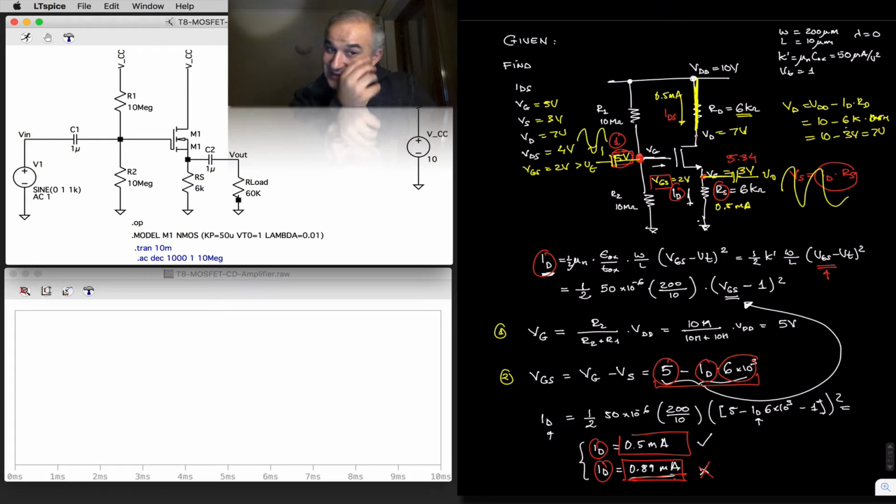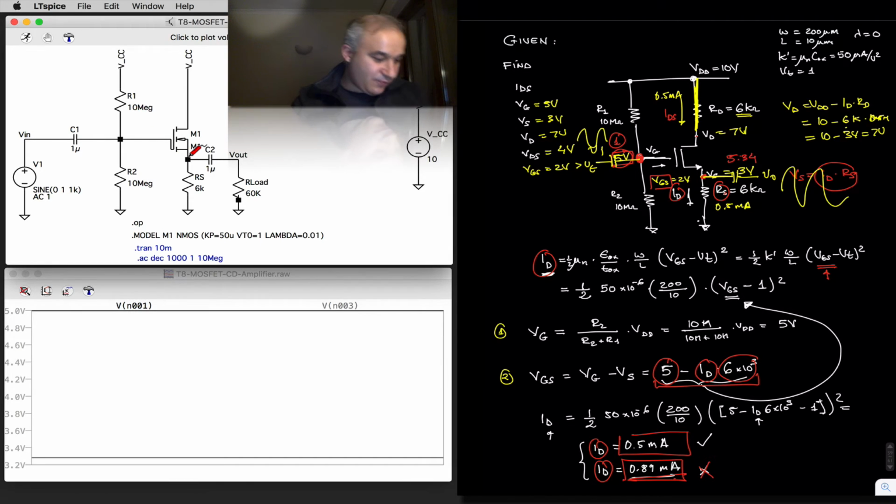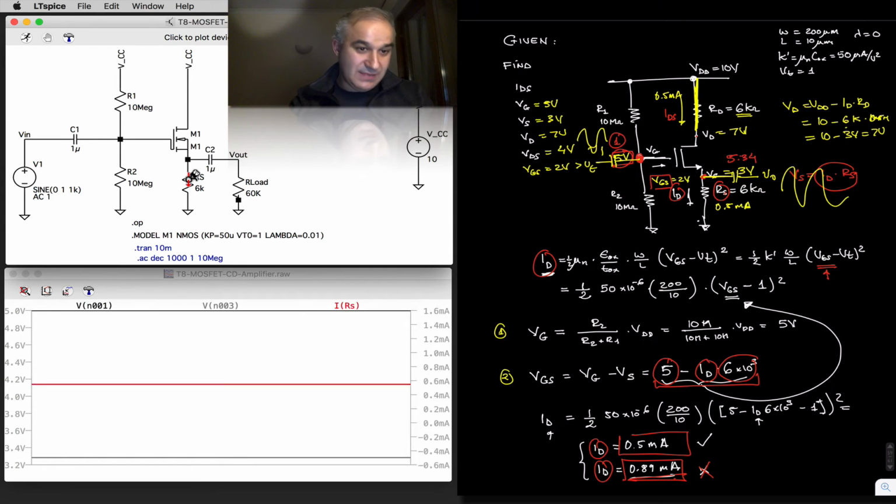So if we do DC analysis or an operating point analysis, the capacitors are all open. And so what is the voltage at the gate in this case? We expect 10 volts with a voltage divider of 10 meg and 10 meg gives us 5 volts. 5 volts. We had already done the analysis before to see that the voltage at the source was going to be 3 volts, and 3 volts over 6K gives us the 0.5 milliamps for the bias.